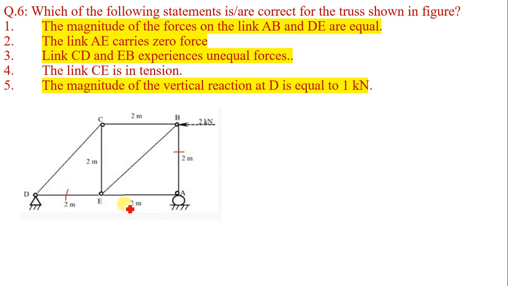The link AE, where is AE? This is AE, carries zero force. Links CD and EB, so this is CD and this is EB, experience unequal forces. Link CE is in tension. To find the answers for this question, we have to solve this truss using the method of joints.